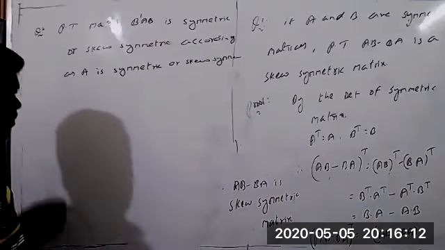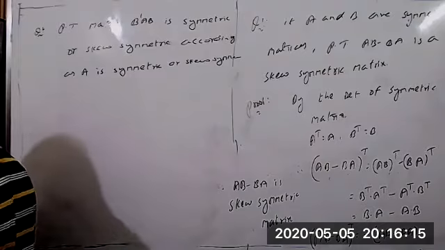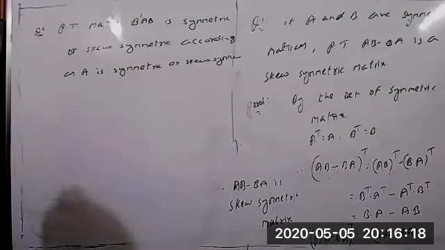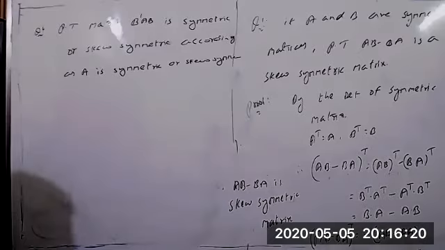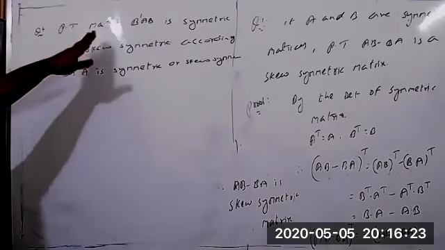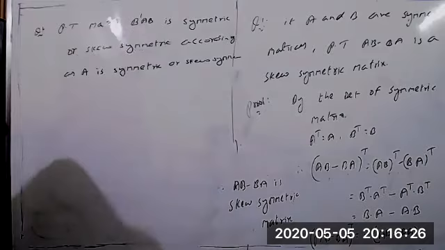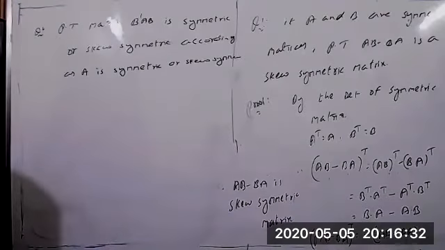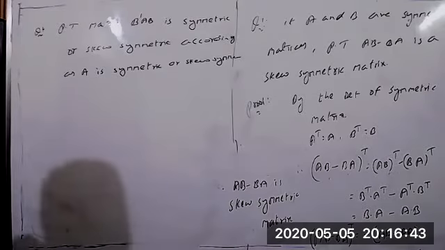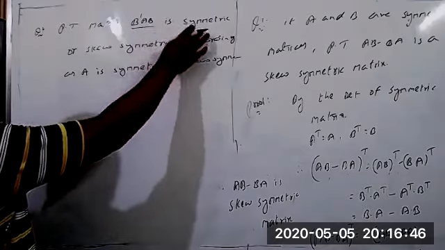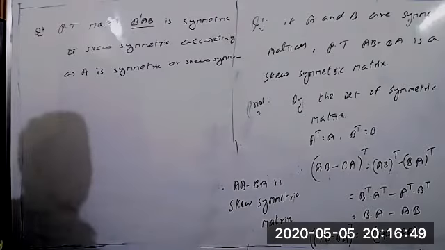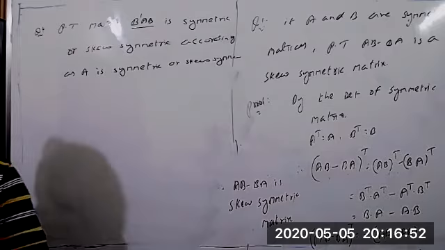Once you will try it yourself. It is the same problem, very easy. They give the condition of B transpose into AB, so you can take B transpose into AB whole transpose. Just reverse the order, so B transpose into A transpose into B. Here you can take two cases. First, take A symmetric, and second, take A skew symmetric.